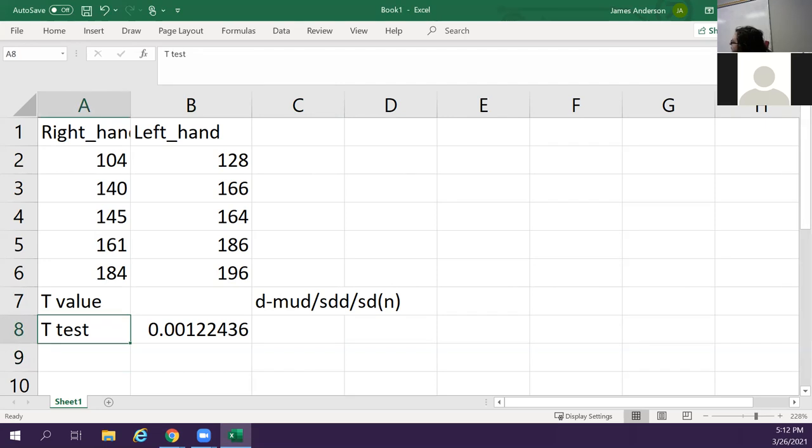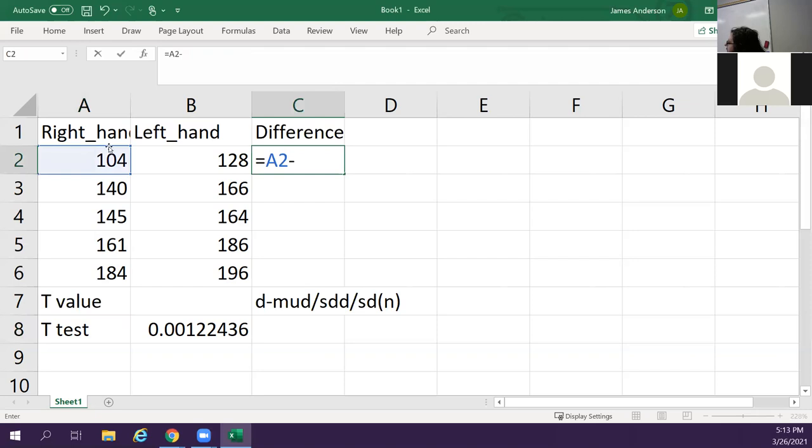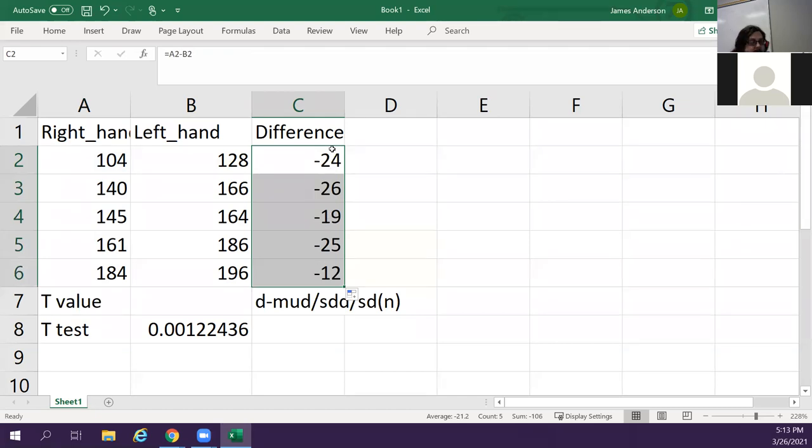So let me go ahead and do this. What we need is the difference. This would be this value here, the 104 minus 128, and I would just copy this all the way down. So that's my difference. The mu d is the mean value of the difference for the population of all matched pairs of data. So this would be something that I would like to find.